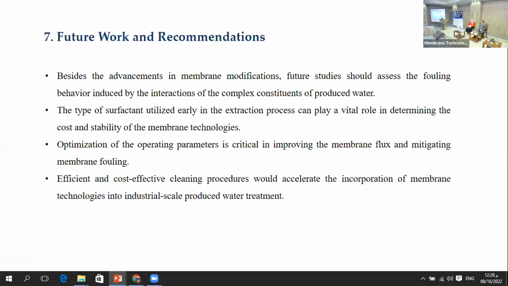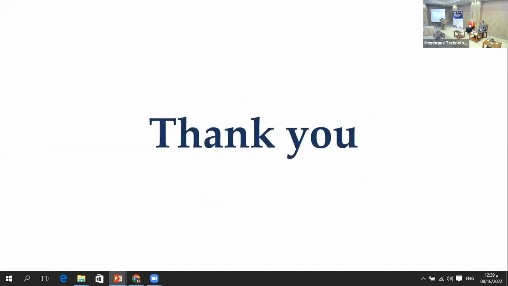Finally, for such a solution, specialized studies need to be performed to assess the potential fouling tendency of the various foulants present in this field, and of course the operating efficiency and operating parameters, in order to incorporate such technologies in the industry. Any questions?